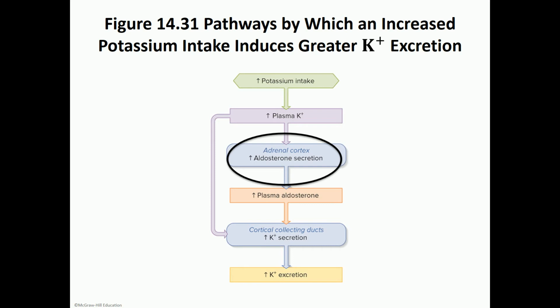Now, what about the effect of potassium on the kidney? When there is hyperkalemia, which is an increase in the potassium levels of blood, that will stimulate the adrenal cortex to secrete aldosterone. Aldosterone will increase the tubular secretion of potassium in the cortical collecting ducts.